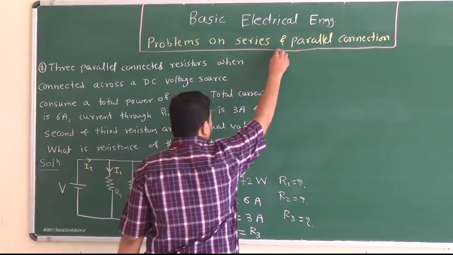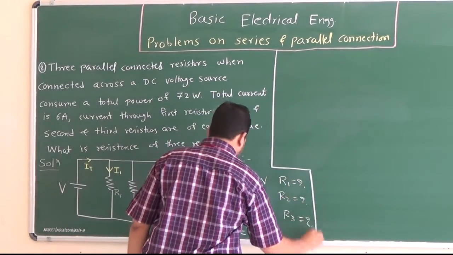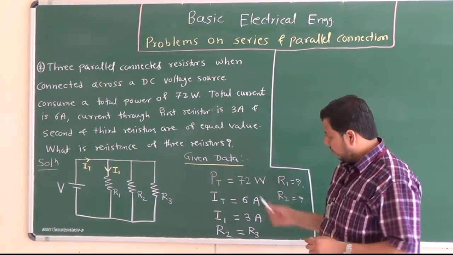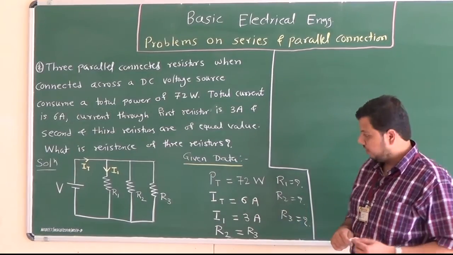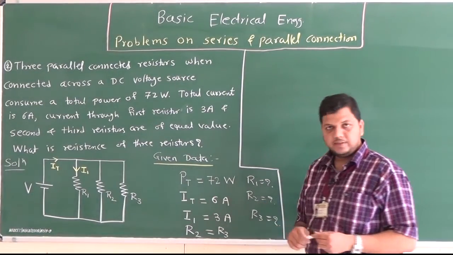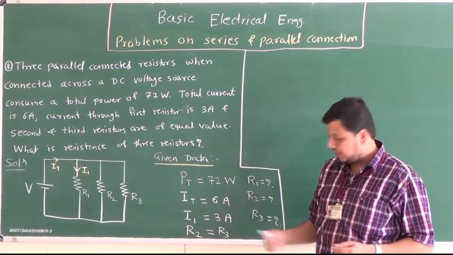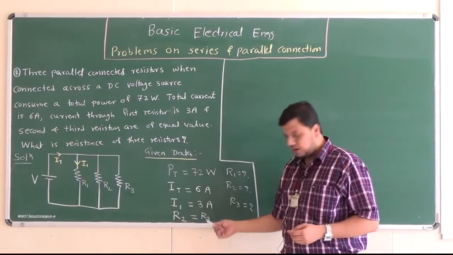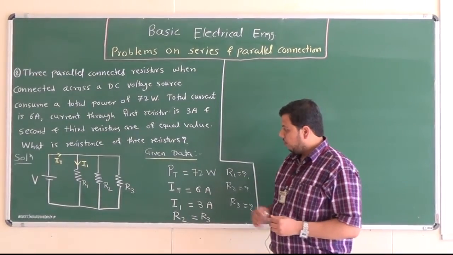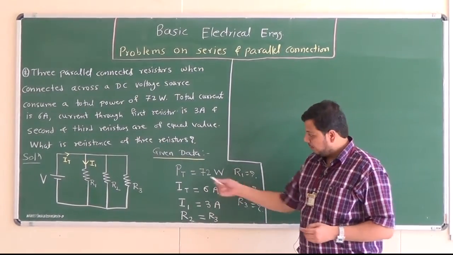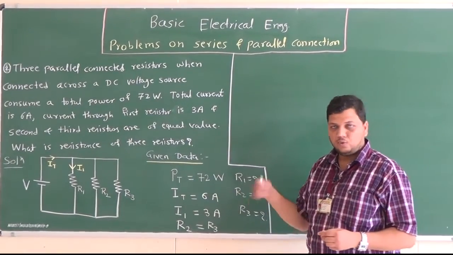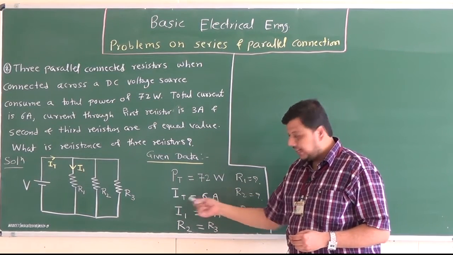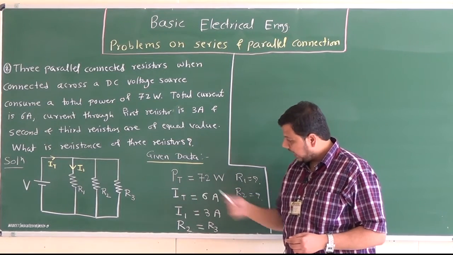Okay, now how to solve such type of problems we will see. So first step, we have to draw the circuit diagram that we have drawn already. Now look towards the given data. Now here total power is given, total current is given, and current through first resistance is given, and remaining two resistors, they are of equal value. Now here what next step we have to do, so based on the given data we should try to determine the unknown quantities. For example here PT is given, IT is given, so by using this PT and IT, what next we can determine.